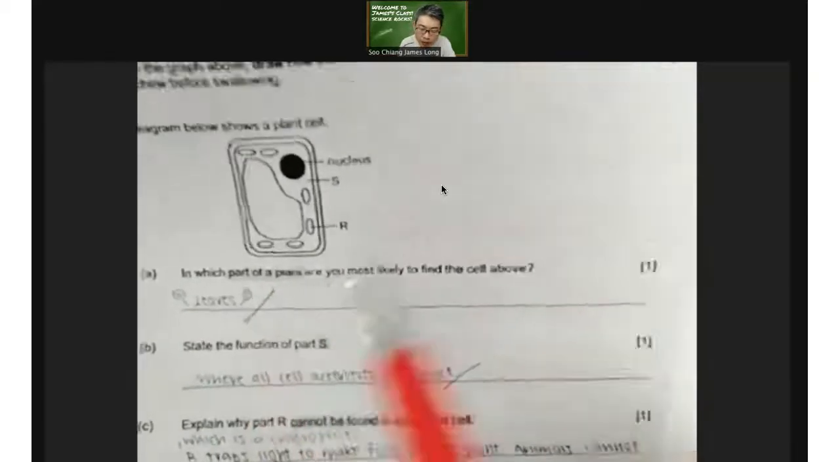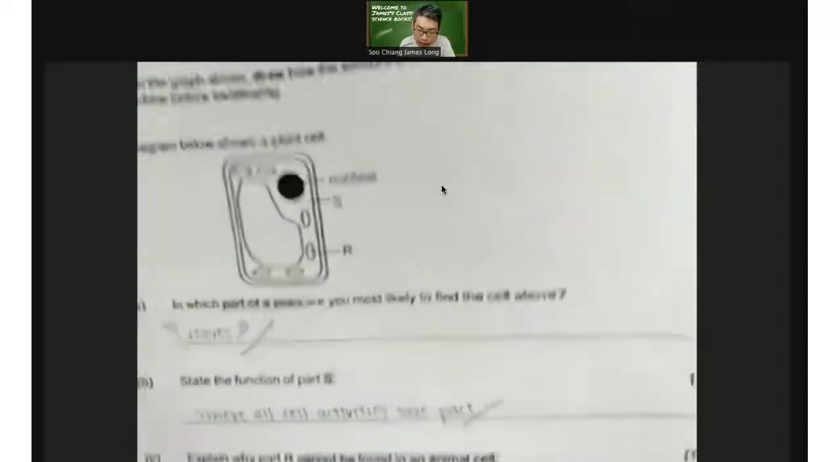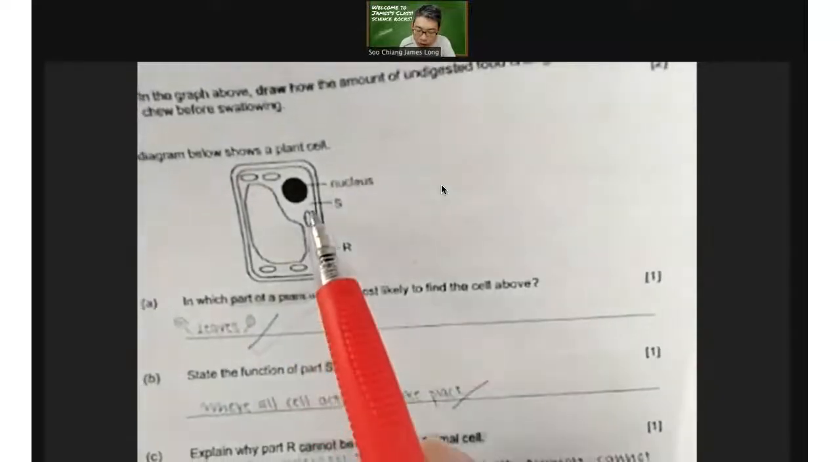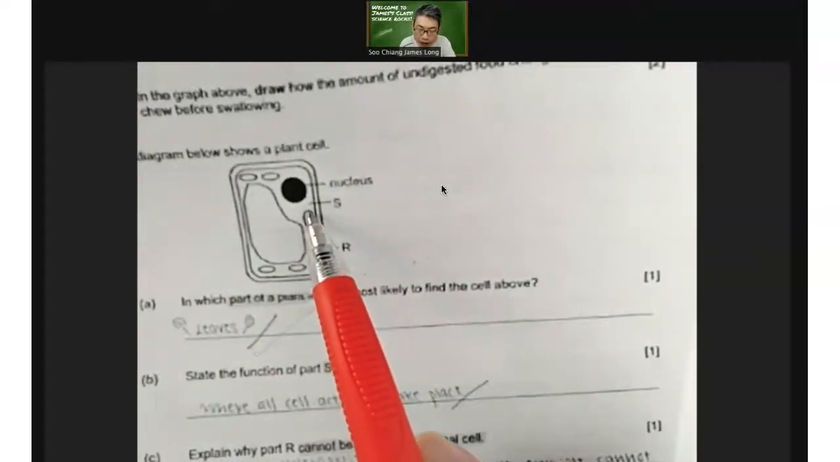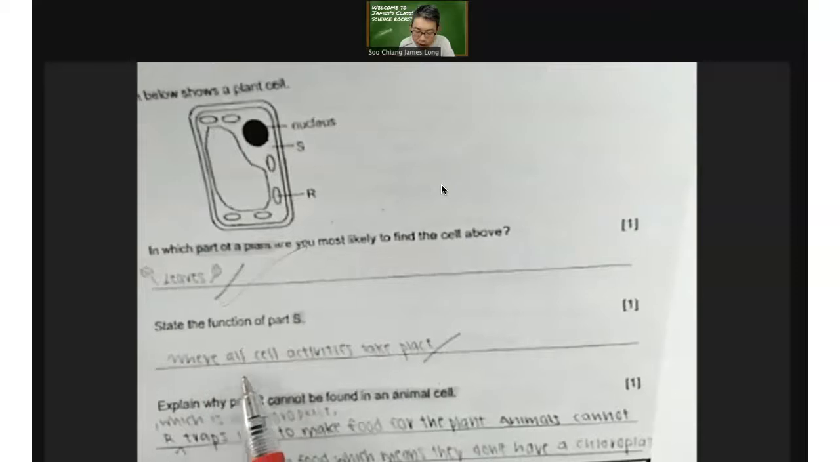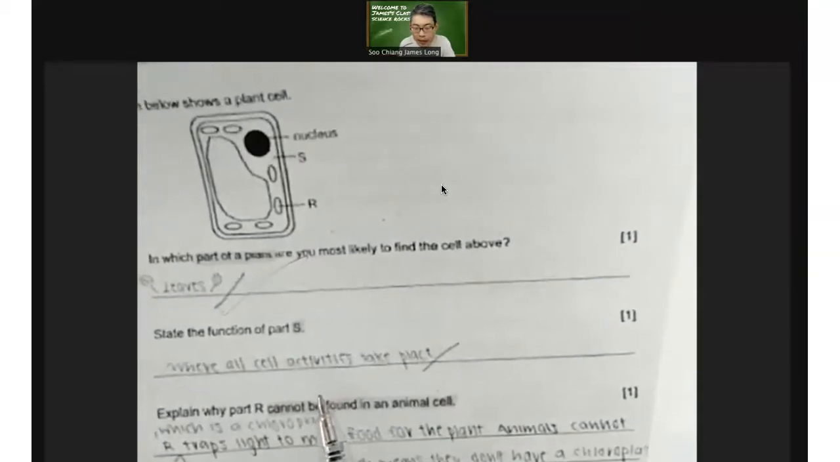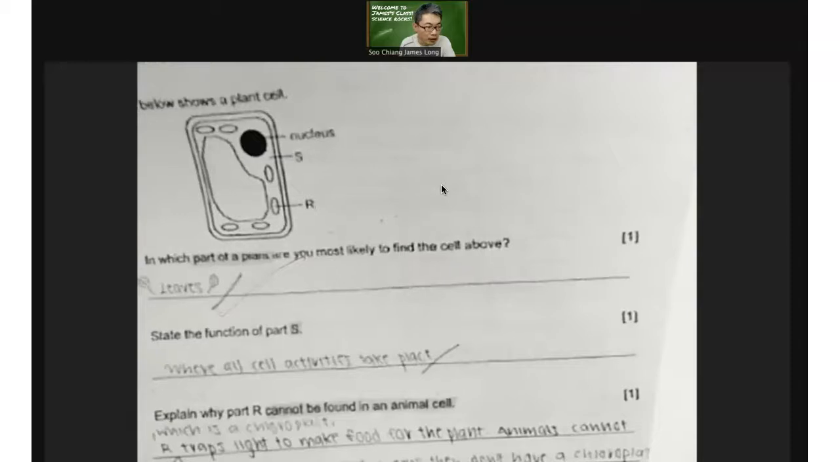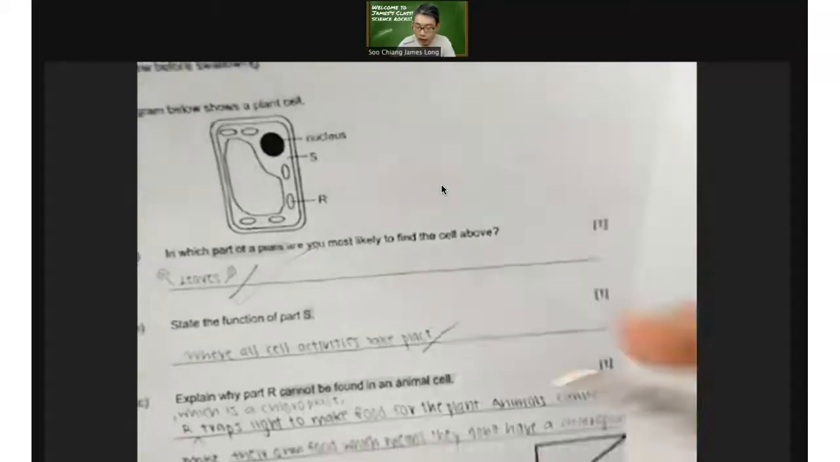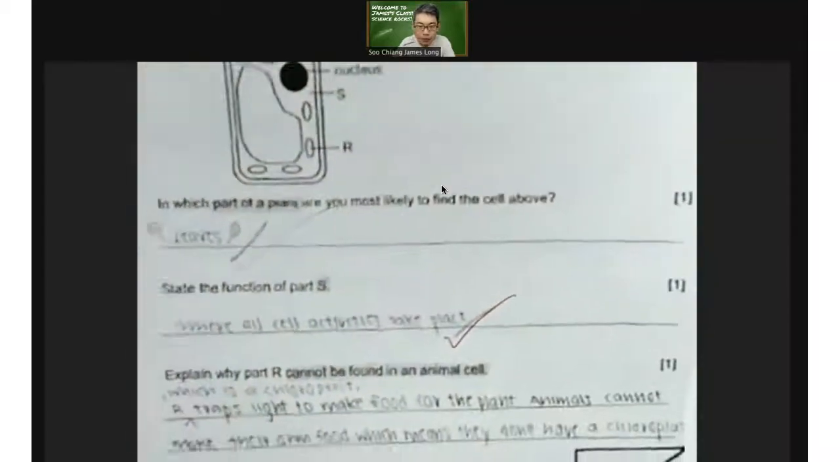Definitely is correct. State the function of part S. S points to the cytoplasm. So that's where cell activities take place. Okay. Cytoplasm, you can also say is where the substances move. Alright, I think this is fine.